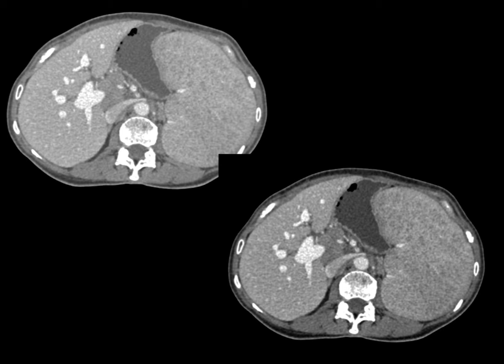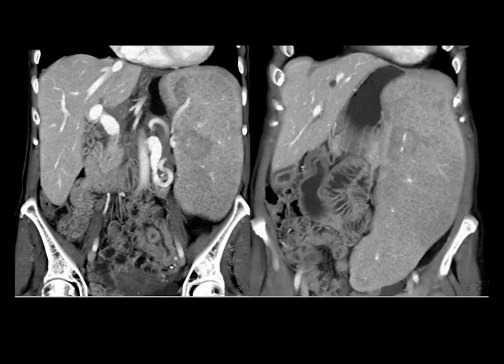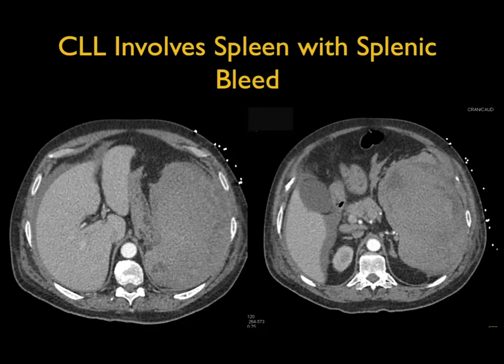This was CLL. There it is, very nicely shown again on the coronal view. You see the size of the spleen, and you see its infiltration. Again, CLL is my best diagnosis. Now, one thing to remember with things like leukemia or lymphoma, they can predispose to spontaneous rupture. If your spleen gets large enough and it's infiltrated, you can see spontaneous bleeding.